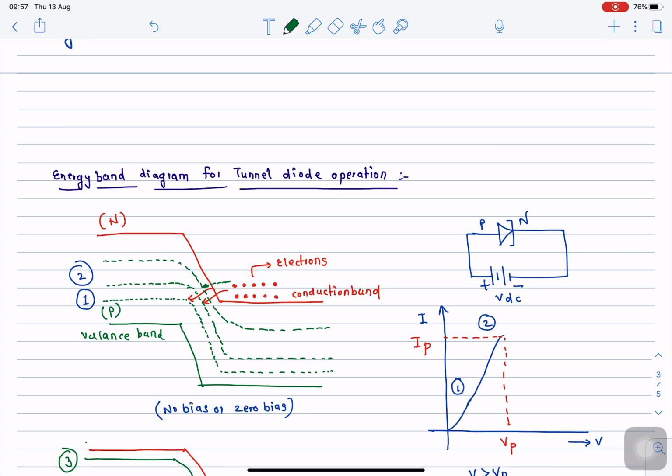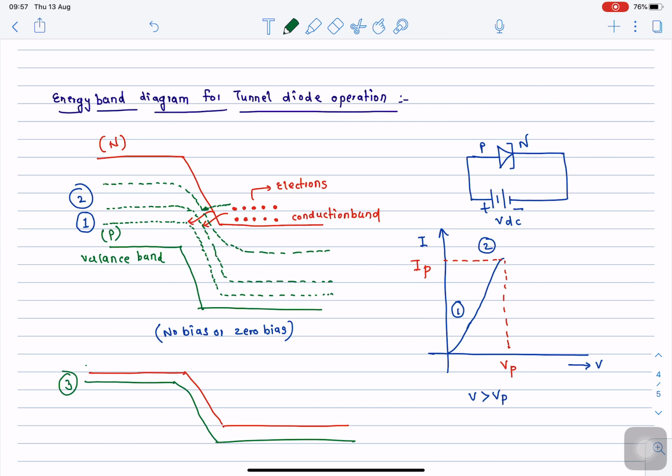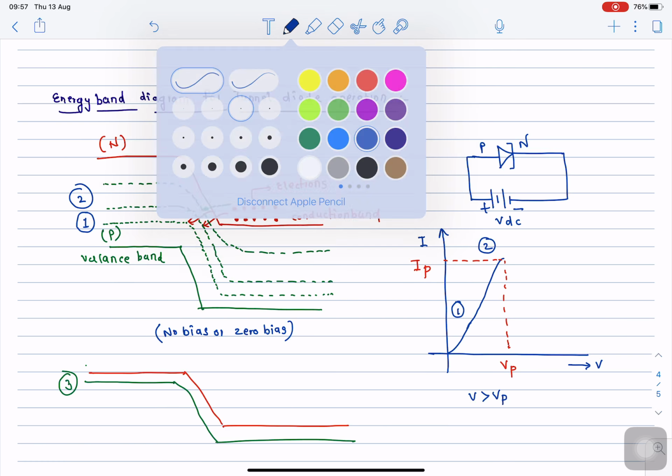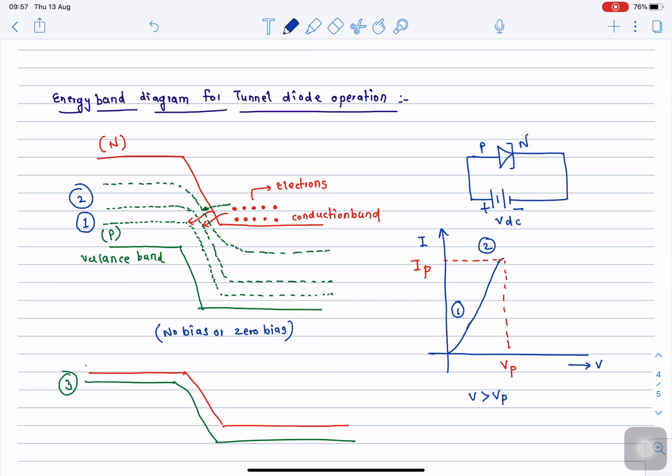At that time, the current in the external circuit decreases in this way. Please remember, we are increasing the voltage but the current is still getting decreased. So this is position number 3, where in the external circuit the current is reduced with increase in voltage.